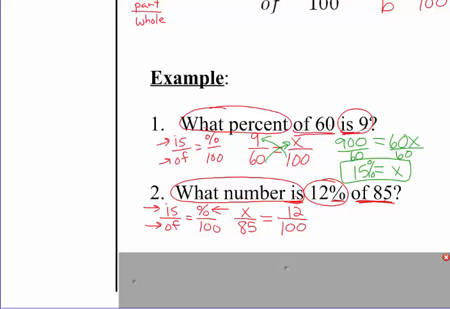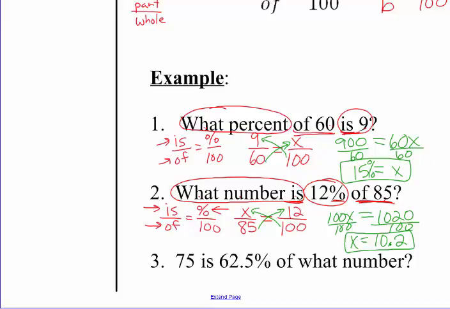So if we cross multiply, 100 times x, 85 times 12, and then divide both sides by 100. So divide by 100, divide by 100, x is equal to 10.2. And that's just a regular number, so you would just leave it as x equals 10.2.